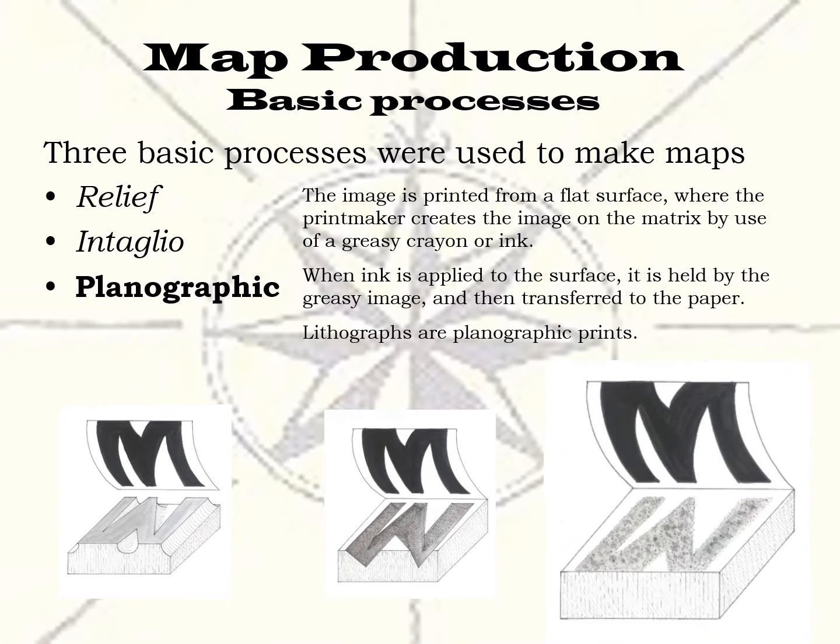The last basic type of map are those made by a planographic process. In a planographic print, the image is printed from a matrix with a flat surface, where the image was created on the surface by the use of a greasy crayon or ink. To create a planographic print, water, which is repulsed by the greasy image, is washed onto the surface, and then ink, which is held by the greasy image, is applied to the matrix. A press is then used to transfer the image to the paper. Lithographs are planographic prints. So, let's look at specific map-making processes.